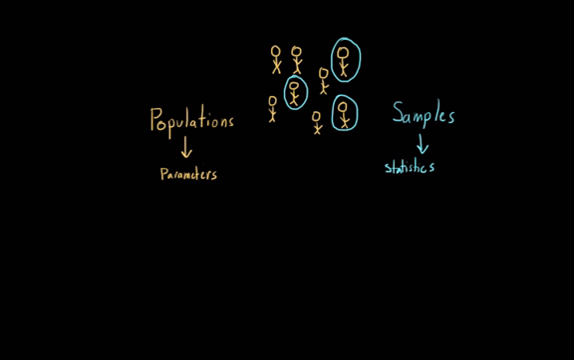And so now you know that whenever you hear the word parameter, it's talking about the population as a whole. But when we talk about statistics, we're specifically talking about things that relate to our sample.